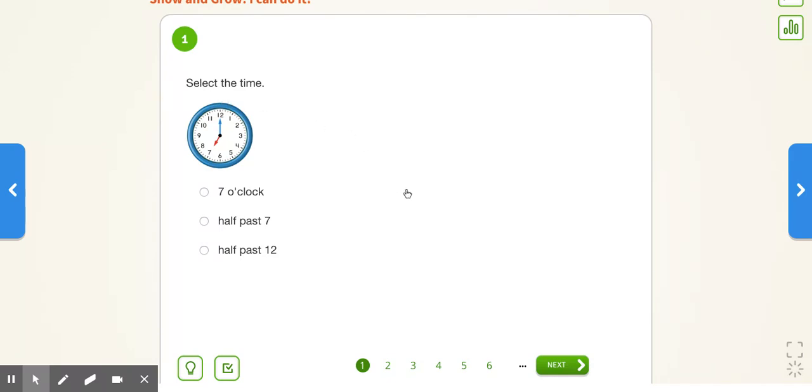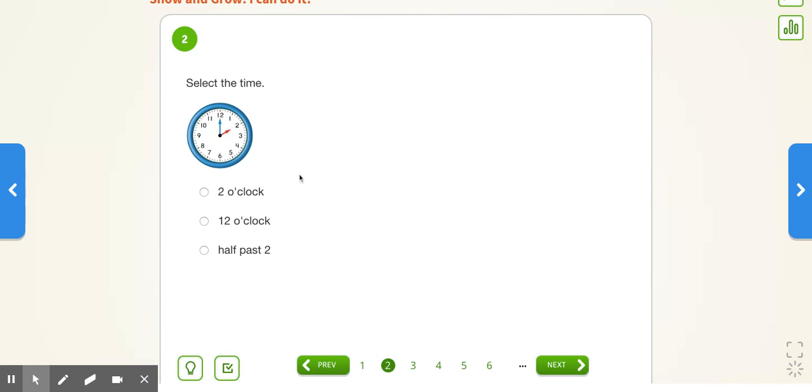So remember, what does it tell you if the minute hand is pointing straight up at the 12? Does that mean it's 7 o'clock? Does it mean it's half past 7? Or does it mean it's half past 12? Well, I know that when the hour hand is pointing at the 7 and the minute hand is pointing at the 12, that it is 7 o'clock.